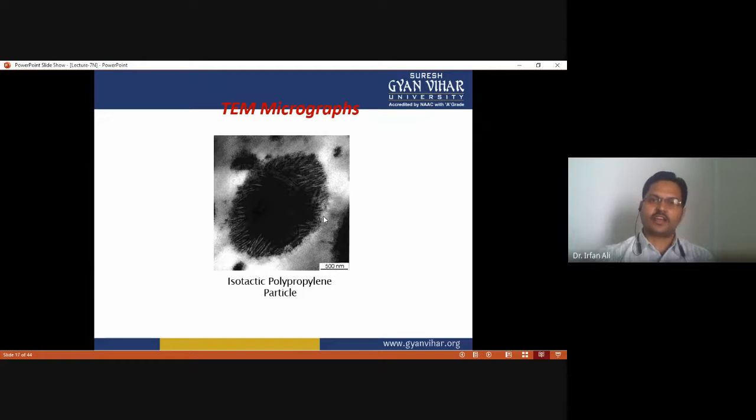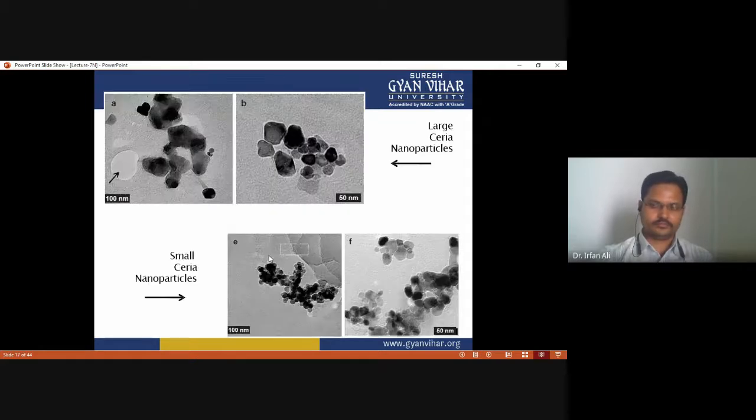This is a transmission electron micrograph of isotactic polypropylene particles. This is silica nanoparticles, and this is small silica nanoparticles. So these are all images from transmission electron microscopy.